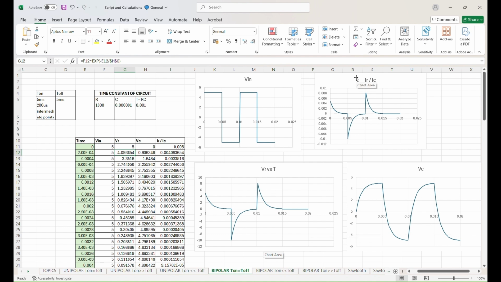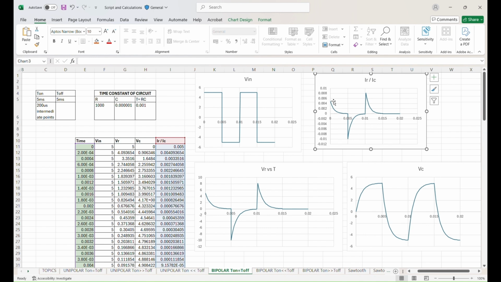Now the current flowing through the circuit will be the same because R and C are in series, and it can be calculated using the equation VR by R. On plotting this, we can see that this graph looks similar to VR because it is calculated using the equation VR by R.